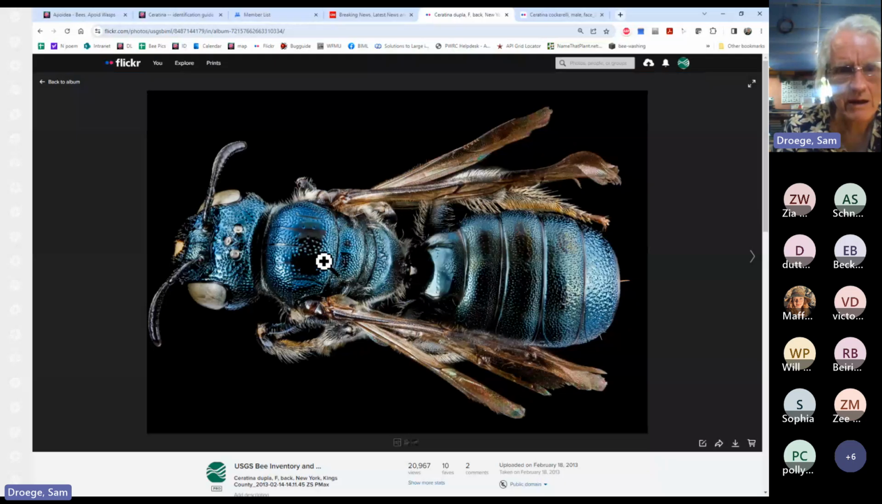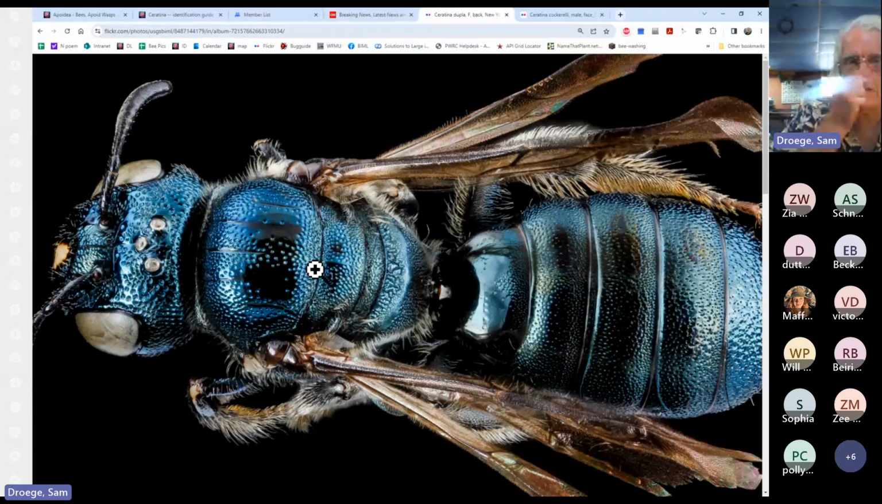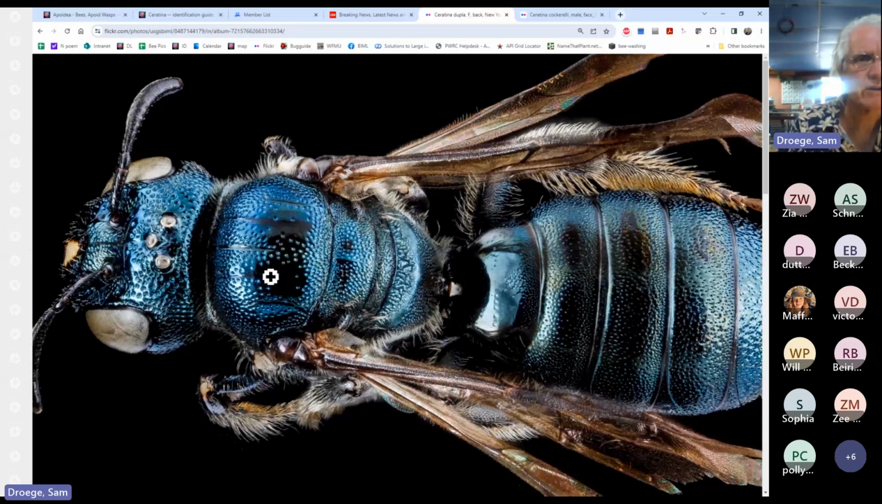So here, actually, this is good. I think the one that we're going to see underneath has more pits. So this is kind of an ambiguous dupla. So you can see that there still are bare areas right here.